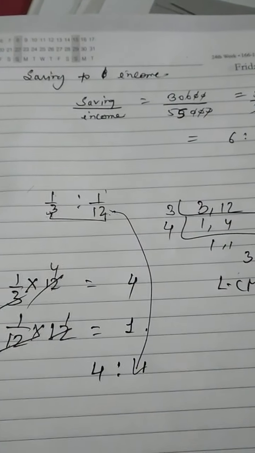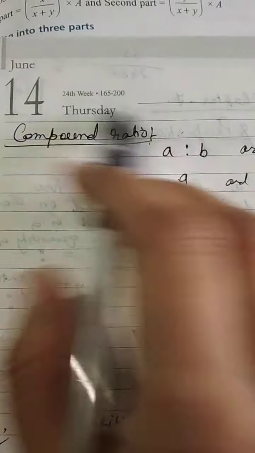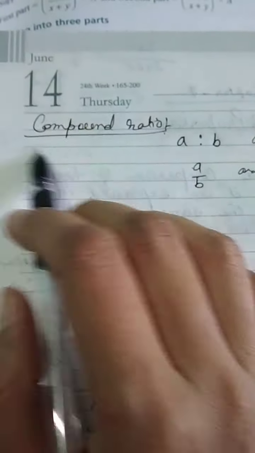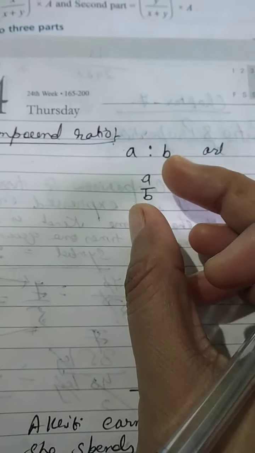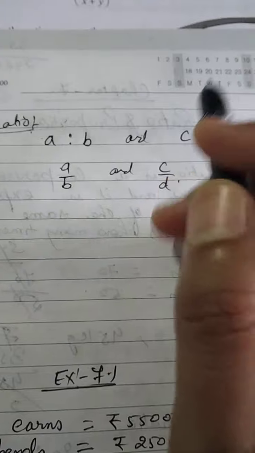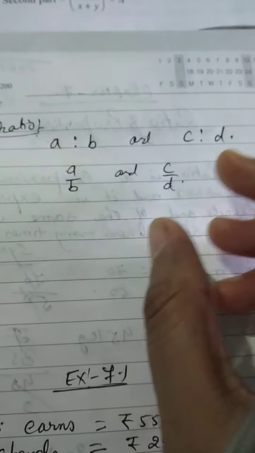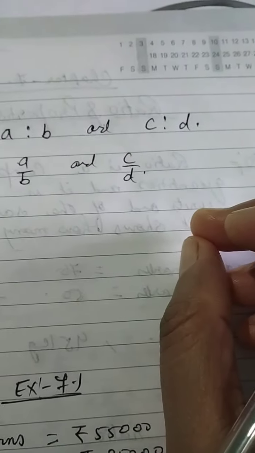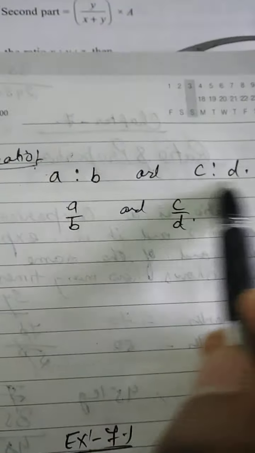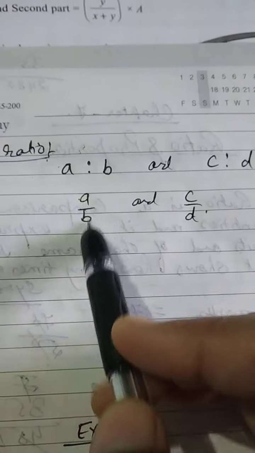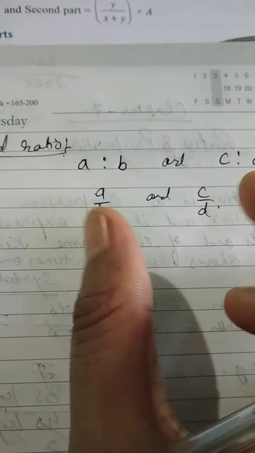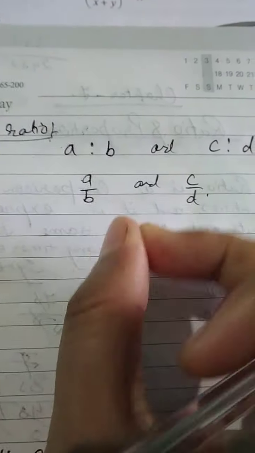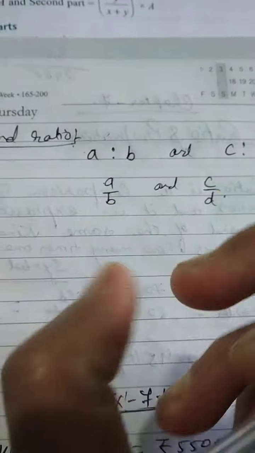Clear? Now one more topic, compound ratio. This is very important. What is a compound ratio? A ratio is known as the compound ratio of two or more ratios if its antecedent is the product of the antecedents of the given ratios and its consequent is the product of the consequents of the given ratios. What does it mean? Suppose two ratios are given, A is to B and C is to D. We can write it as A by B and C by D. These are the two ratios and you have to write them in compound form, joining them to make one ratio.